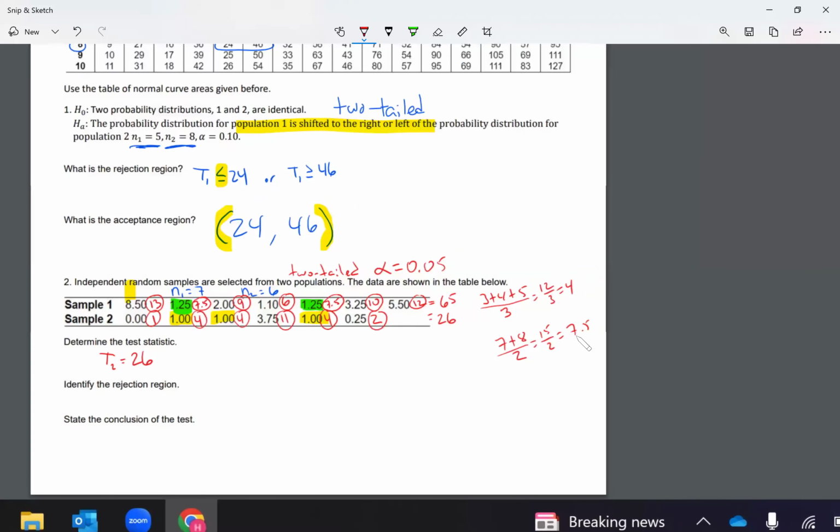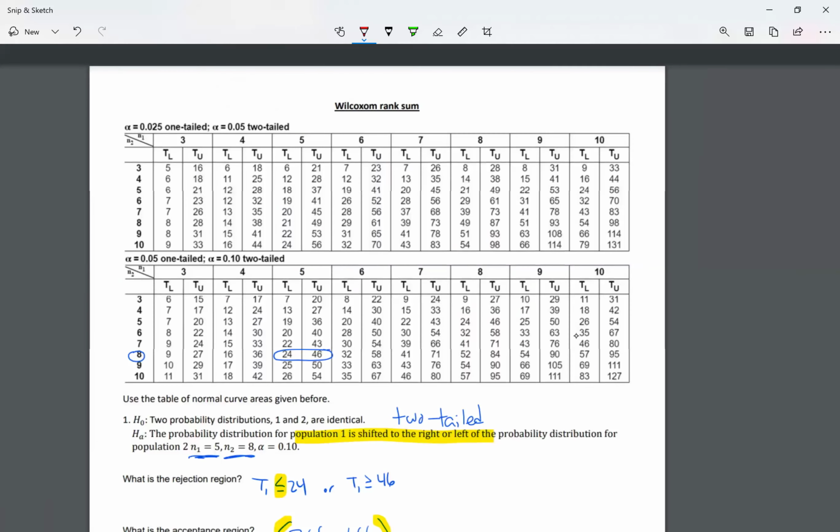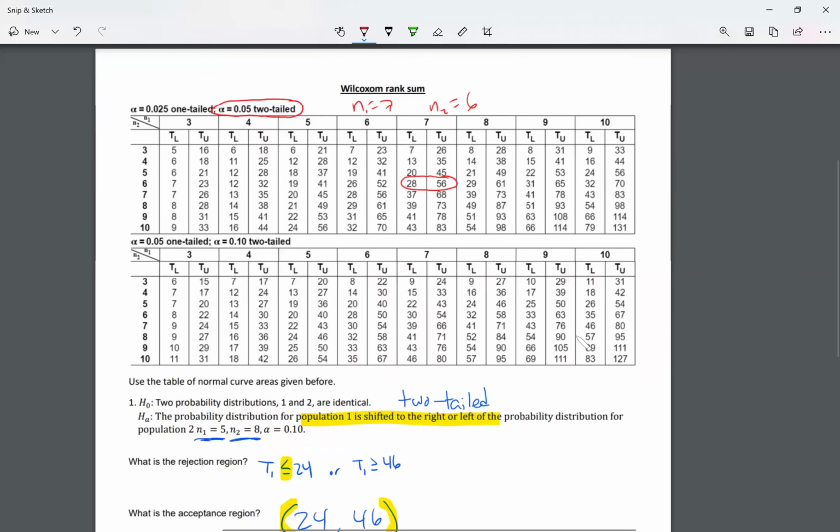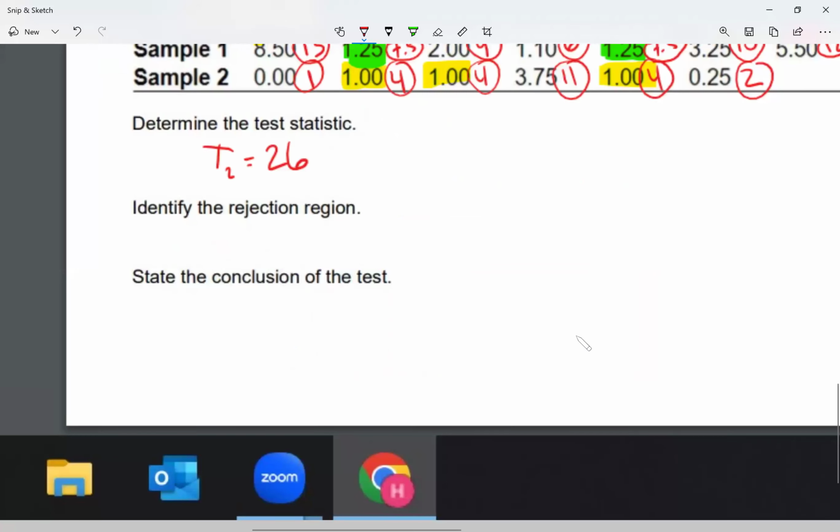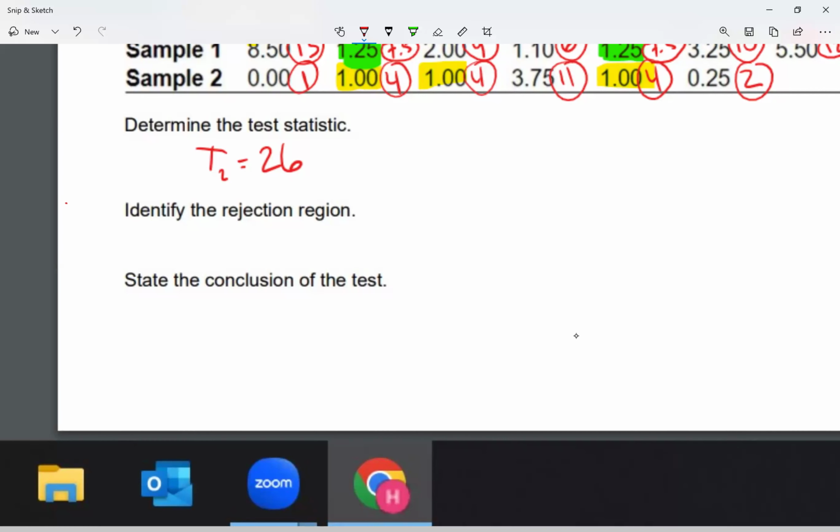Okay, so looking at my alpha, I have to look at my tables. I see here, alpha 0.05, two-tailed. So I'm going to use the first table. Remember how my N1 was 7, my N2 was 6. So let me find that region here. You see these two values here? So I know my acceptance region is from 28 to 56. At the side, on my notes, I'm going to say 28 to 56 is the acceptance region.